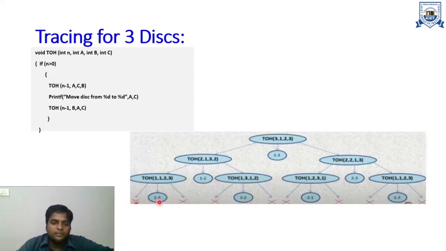That is print 1 to 3, then 1 to 2, then 3 to 2, then 1 to 3, then 2 to 1, 2 to 3, and 1 to 3. These are basically the movements that we perform for moving 3 disks from one tower to another tower. So this is basically the tracing when we use 3 disks in the Tower of Hanoi problem.